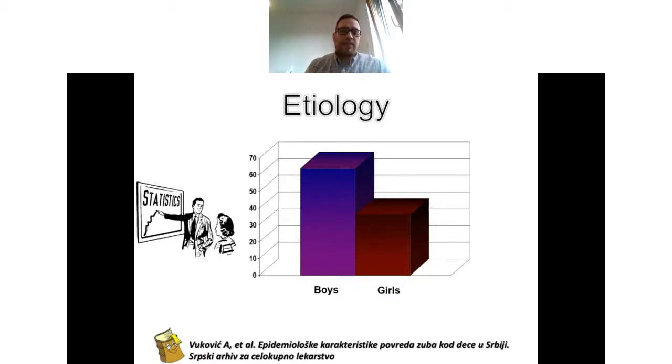Boys get hurt almost twice as much as girls. This can be explained by their temper. This may be explained by being in sports, being aggressive. So these are actually the things that happen. What usually gets hurt? Usually the upper incisors get hurt.